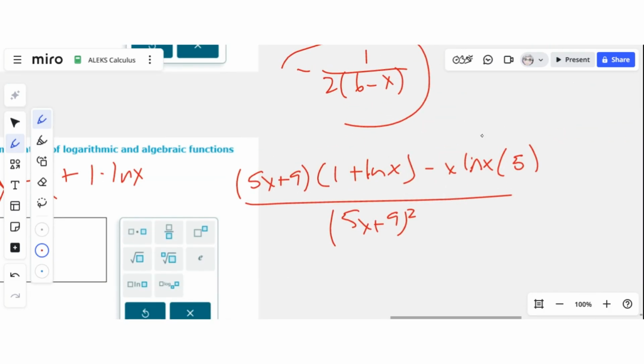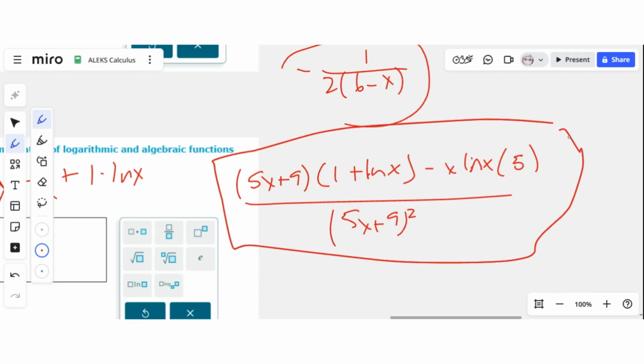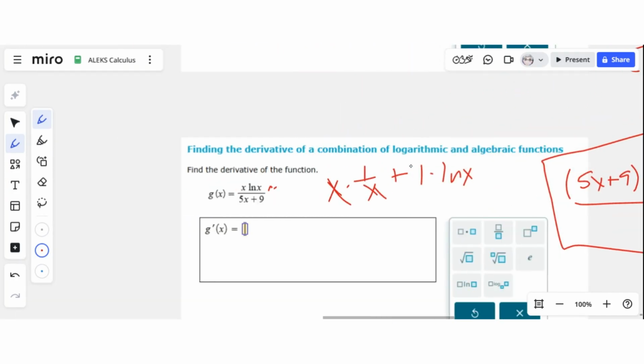And I guess I'd probably put this 5 out front here, but I don't think it pays to do a bunch more simplifying, honestly. So I'd probably send it in like this, and I think ALEKS would be okay with it. So that is a little bit of work with some fairly complicated derivatives using logarithms and algebraic functions.